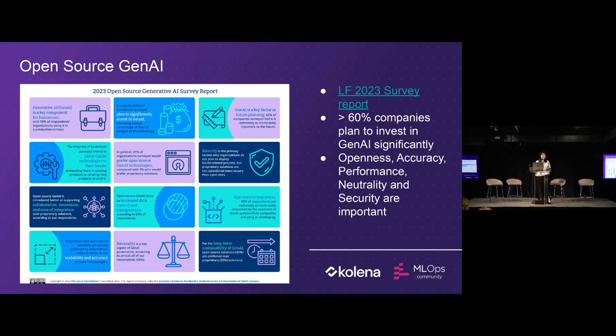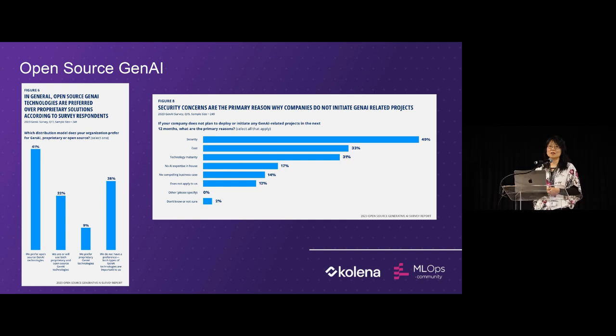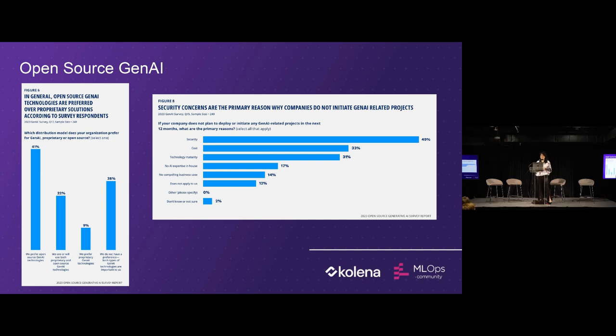Next, I want to share some detailed information. First of all, as you can see from the left chart, only 9% of the people say they want to use proprietary technologies. Most of the people want either purely open source or a combination of open source plus their proprietary technologies.